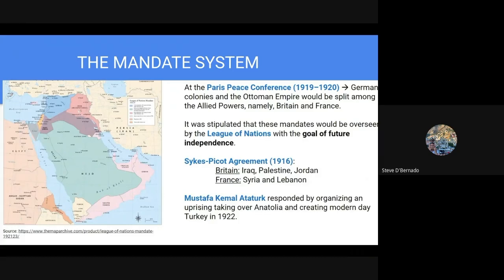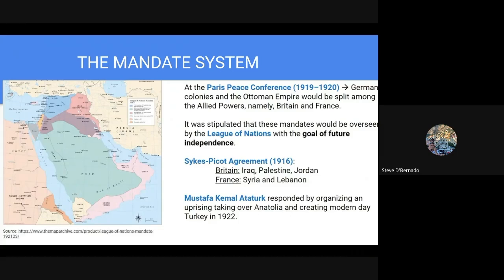Let's move over to the right. It was stipulated that these mandates, under the mandate system, would be overseen by the League of Nations with the goal of future independence for these Muslim regions of the world in the Middle East. But the Sykes-Picot Agreement in 1916 allowed Great Britain to carve up and control Iraq, Palestine, and Jordan, while France gained influence and control in Syria and Lebanon.